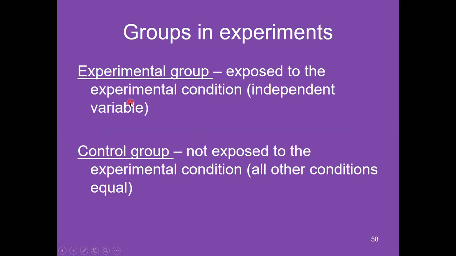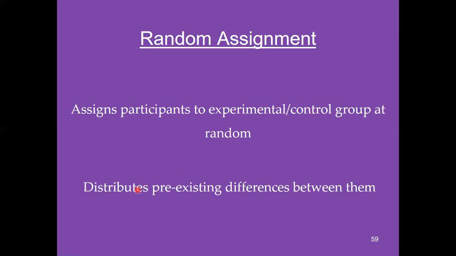In much research, this is done by dividing participants into two groups. The experimental group is exposed to the experimental condition, the independent variable. The control group is not exposed to that experimental condition. They do not have exposure to that independent variable, although everything else is equal in this control group.